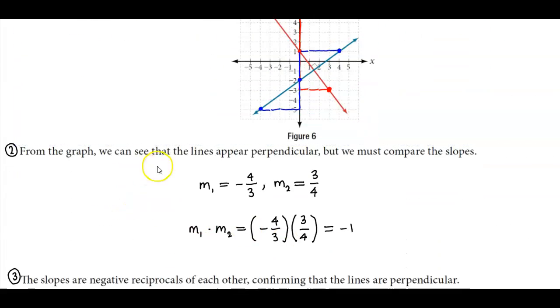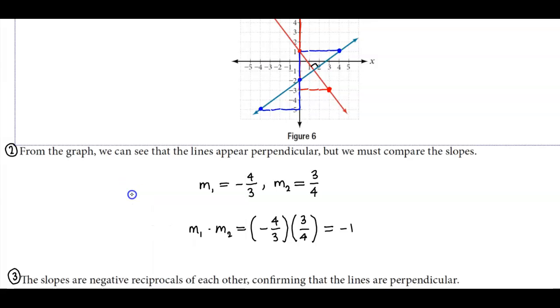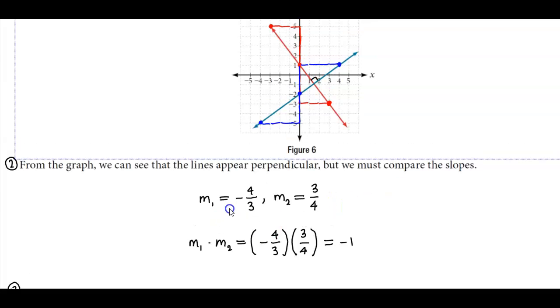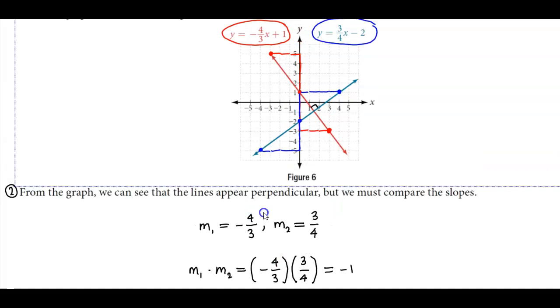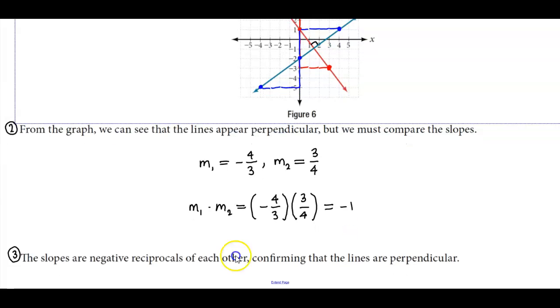Now, from the graph, we can see that the lines appear perpendicular. And what that means is we have this right angle. But now we must compare the slopes. The first slope is negative 4/3. The second slope is positive 3/4. So we can multiply them together. Negative 4/3 times 3/4 gives us negative 1. So the slopes are negative reciprocals of each other, confirming that the lines are perpendicular.